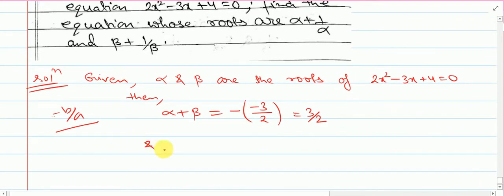And your product of the roots will be c by a. So here c is 4 and a is 2. So 4 by 2, that means 2. Okay. So now you know alpha plus beta and you know alpha into beta. Now we are going to find the quadratic equation whose roots are going to be alpha plus 1 upon alpha and beta plus 1 upon beta. Okay. So let us see.